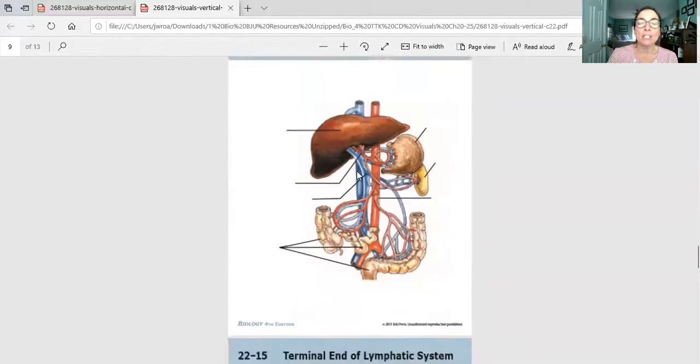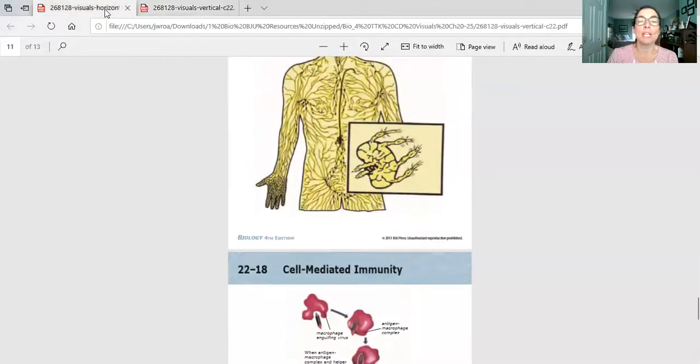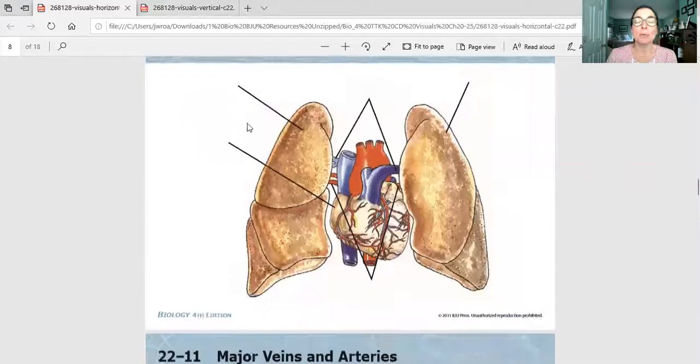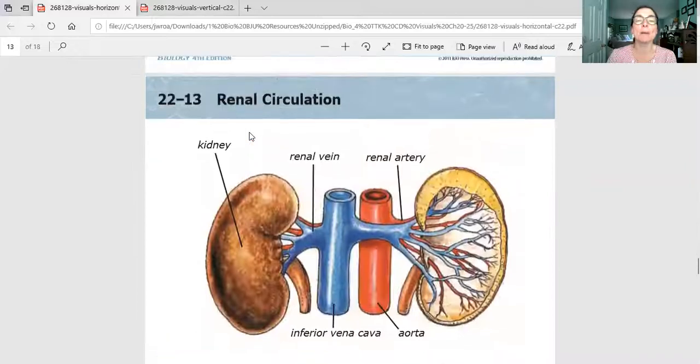Another type of circulation is renal circulation, and I always forget which ones are shown on which side. Sorry. Okay, there's pulmonary. Oh, okay, there's coronary, but let's talk about renal first.